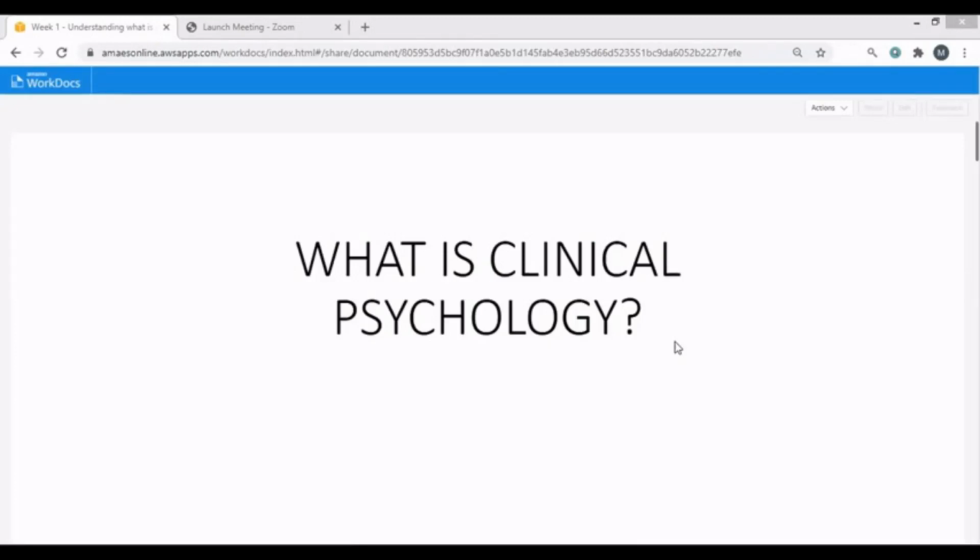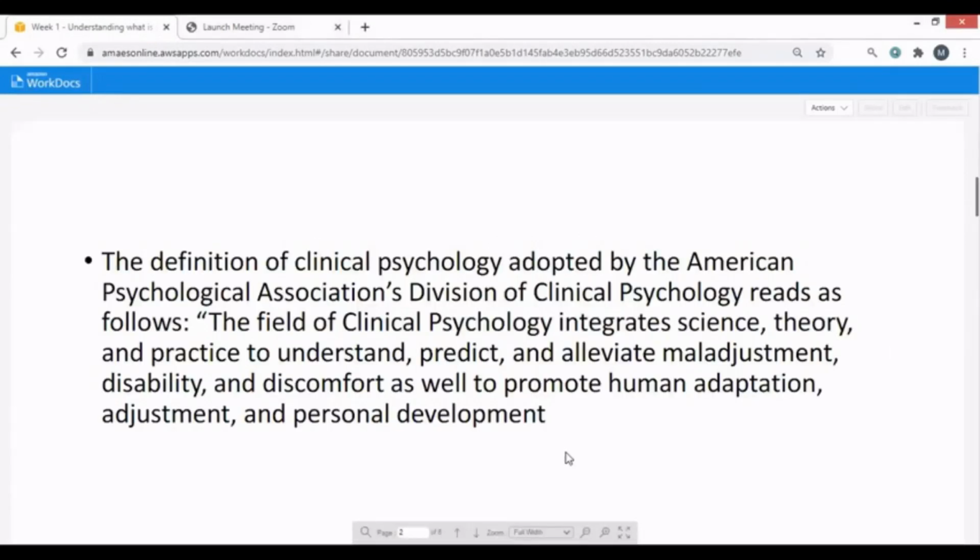So let's start with understanding what is clinical psychology. As a definition of clinical psychology, it is adopted by the American Psychological Association Division of Clinical Psychology, which reads as follows. The field of psychology integrates science, theory, and practice to understand, predict, and alleviate maladjustment, disability, and discomfort, as well as to promote human adaptation, adjustment, and personal development.